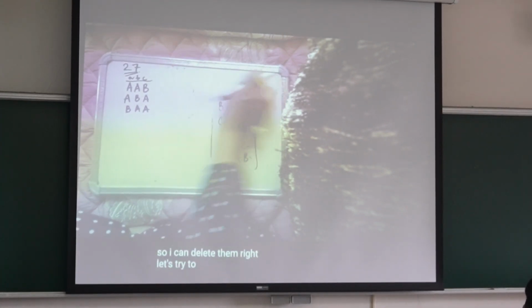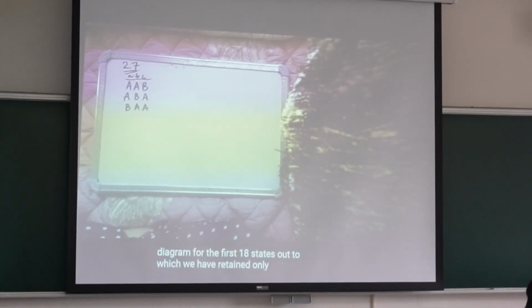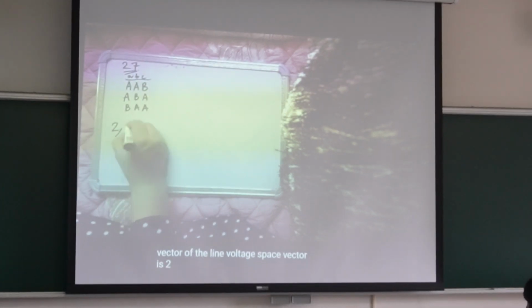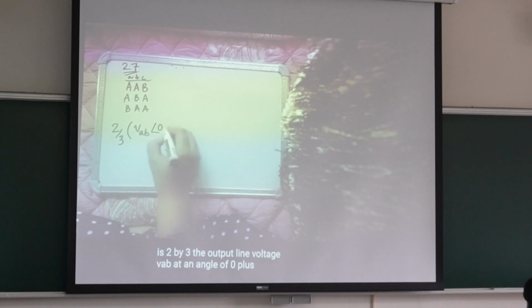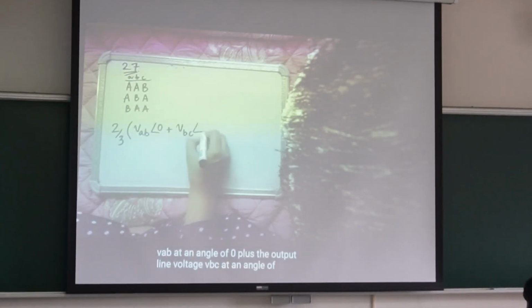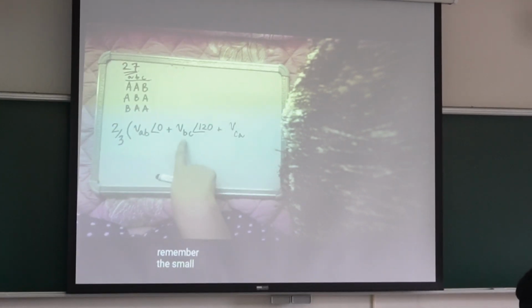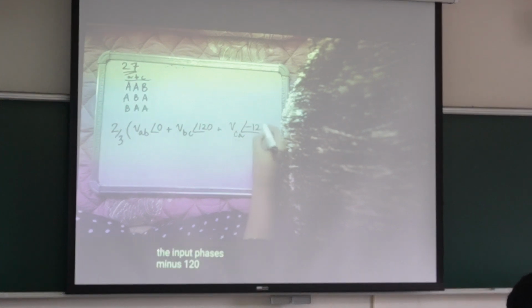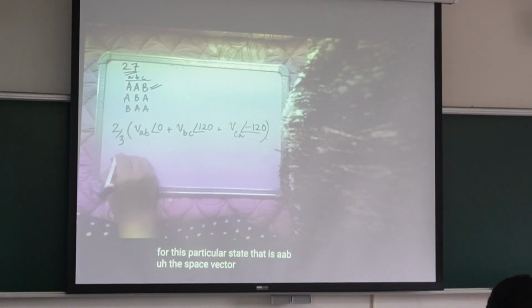Okay. Let's try to construct the space vector diagram for the first 18 states, out of which we have retained only the top 3 states. Now the space vector of the line voltage is two by three times the output line voltage VAB, plus the output line voltage VBC at an angle of 120 degrees, plus the output line voltage VCA at an angle of minus 120 degrees. Please remember the small alphabets ABC represent the output phases and the capital alphabets ABC represent the input phases. For this particular state, that is AAB, the space vector can be computed.